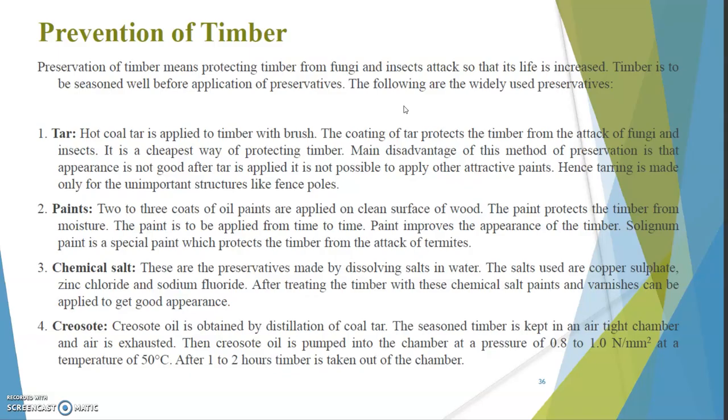Then the third one is chemical salt. These are the preservatives made by dissolving salts in water. The salts used are copper sulfate, zinc chloride, and sodium fluoride. So these salts are mixed in water and become a solution. After treating the timber with these chemical salts, paints and varnishes can be applied to get a good appearance.